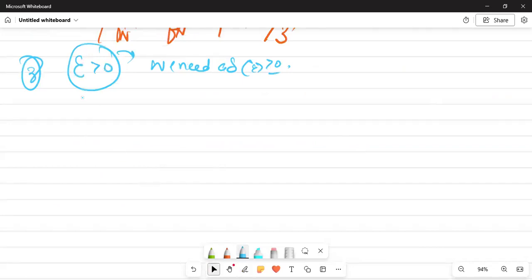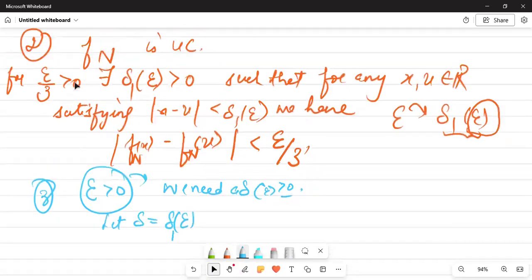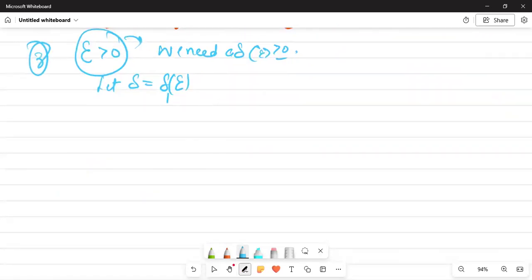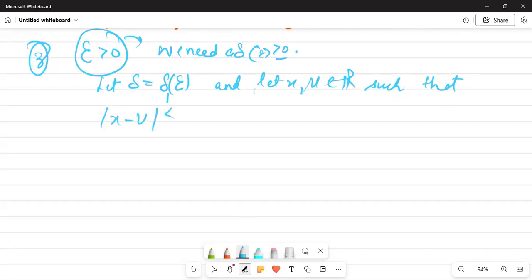So right now, let delta equal delta epsilon. Delta 1, sorry. The delta that we got for the Fn, we put delta equal to delta 1. And x, u in R such that, so I am choosing delta as the same delta which I got for the Fn function, such that |x minus u| is less than delta.